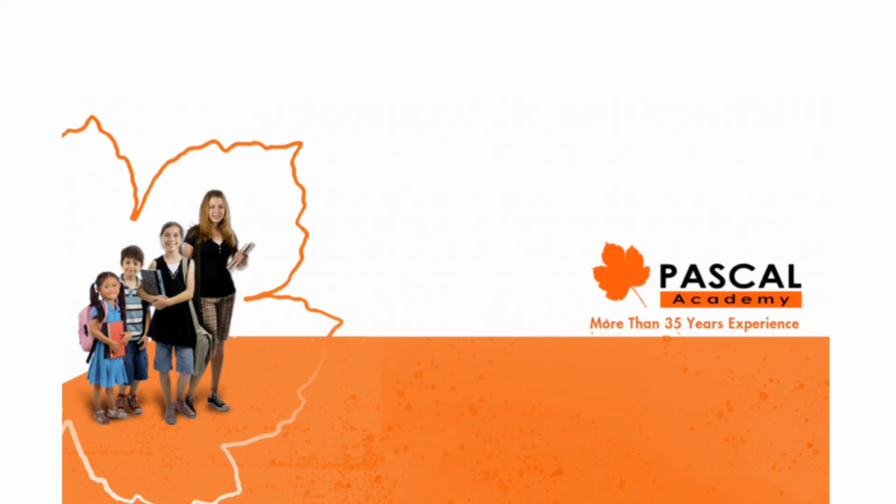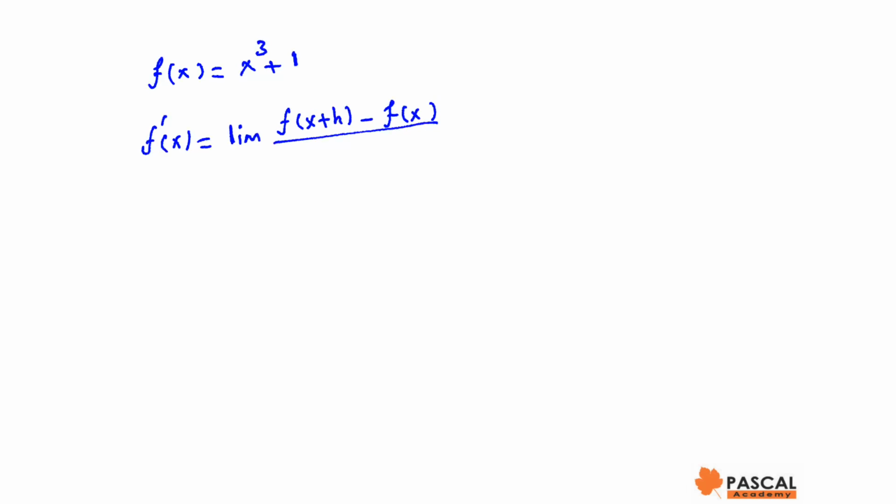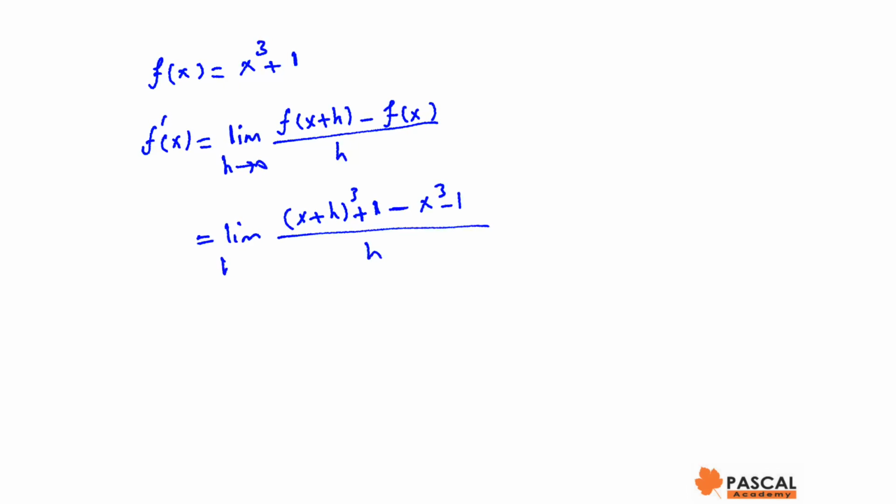In this video, we are going to use first principle and find the derivative of three functions. f(x) equals x^3 + 1. We know f'(x) is the limit of (f(x+h) - f(x))/h as h approaches 0, which is the same as the limit of ((x+h)^3 + 1 - x^3 - 1)/h as h approaches 0.